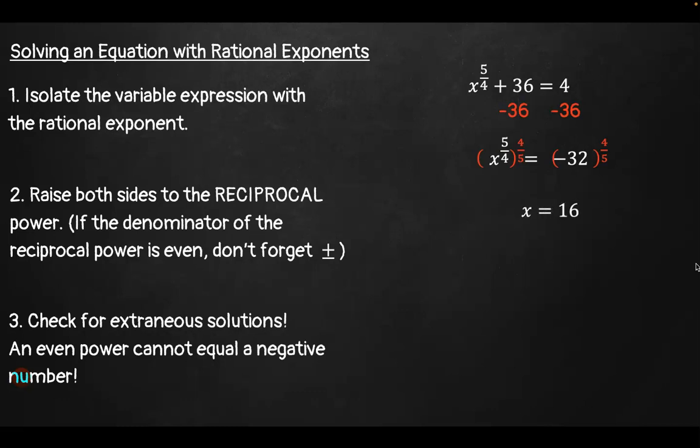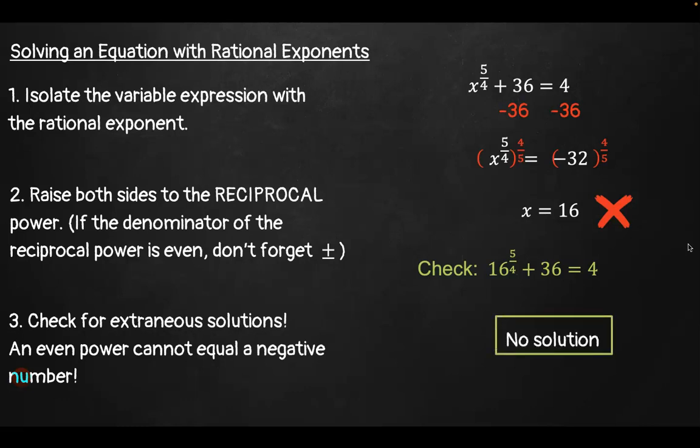Now that denominator of that reciprocal power was not even, so I'm not going to have to put the plus minus. I am going to check for extraneous solutions. So when I take that 16 and plug it in for x, and double check, does the left side of my equation equal the right side? I'm actually going to notice that it's not, so that answer of 16 is actually not a solution, so I'm going to write as my final answer, no solution.